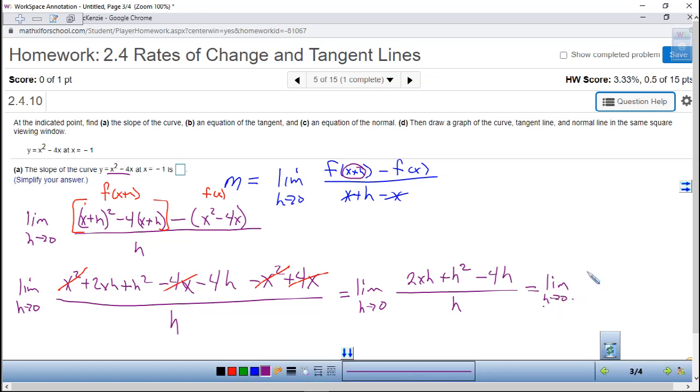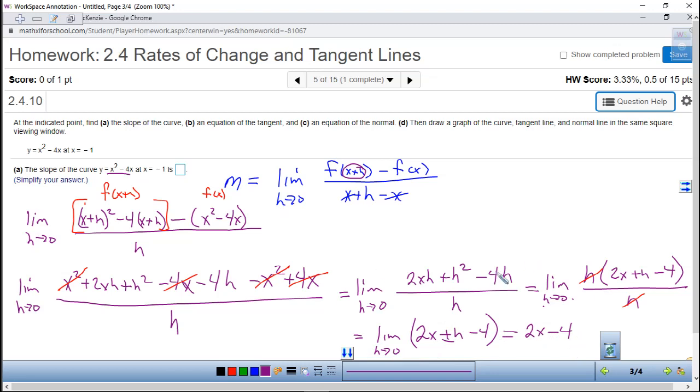as h approaches 0 of h times 2x. Take an h out of that, we're going to get plus h. Take an h out of that, we're going to get minus 4, all over h. So now, hopefully you can see this with algebra, those h's are going to cancel. So we're going to be left with the limit as h approaches 0 of 2x plus h minus 4. Now, if h goes to 0, that means this term right here is going to go away, and you're just going to be left with 2x minus 4.